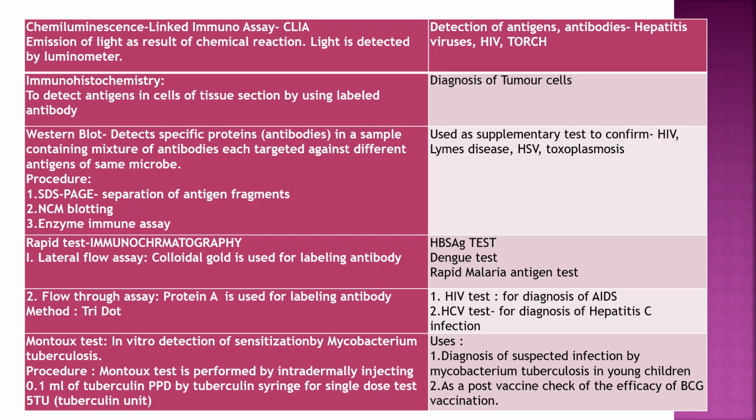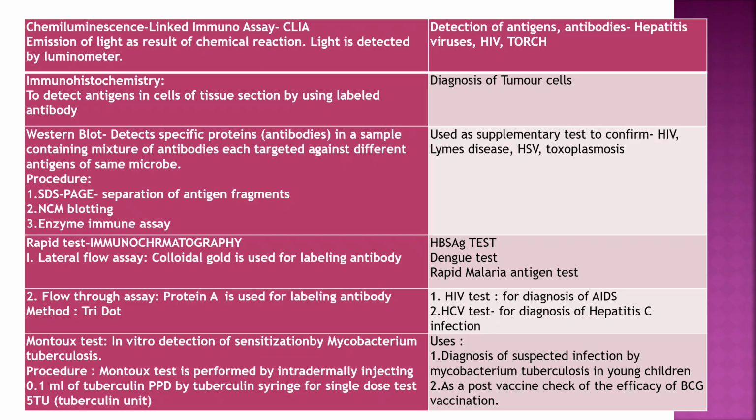Rapid test: immunochromatography, lateral flow assay, colloidal gold is used for labeling antibody. Application: hepatitis surface antigen, dengue test, rapid malaria antigen test. Flow through assay, protein A is used as labeling antibody. Example: Tridot, HIV, and HCV.